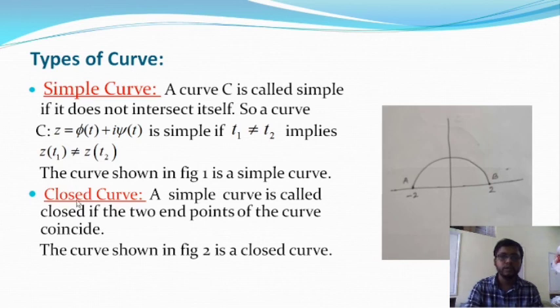Next we are looking at the closed curve. What is the definition of a closed curve? A closed curve is basically where the beginning point and the end point are equal or coincide. A simple curve is called closed if the two end points, meaning the beginning and the end, of the curve coincide. I will take some examples on simple curves and closed curves.